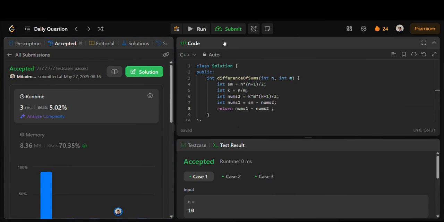So yeah, we have it. The runtime is giving less. I don't know why, but this is a simple O of 1 time complexity solution. So yeah, that would be all for the problem.